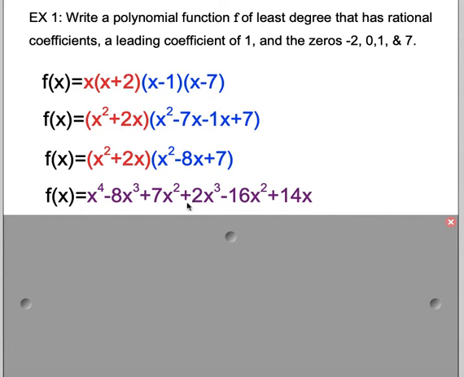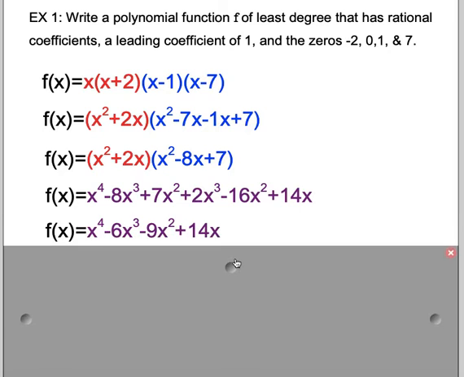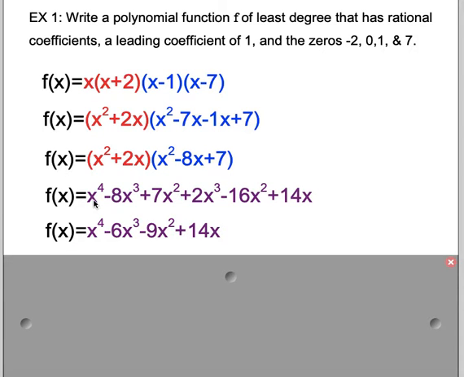Okay, my leading coefficient, if you look, is still 1. No different here. So now all I have to do is combine like terms. So I have x to the 4th. I have -8x cubed plus 2x cubed, which is -6x cubed. I have 7x squared and -16x squared, which is -9x squared. And then I have 14x at the end.